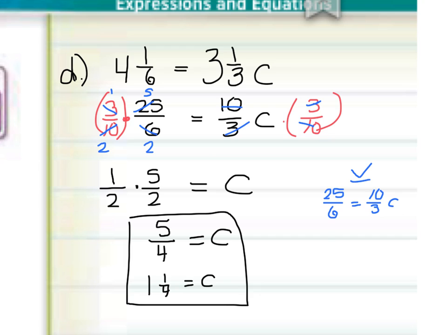So we'll have 25 sixths equals 10 thirds times 5/4. We can cross simplify the 10 and the 4 by dividing by 2 to get 5 and 2. And sure enough, 25 sixths on the left side equals 5 times 5, which is 25. 3 times 2 is 6. So our answer, 5/4 and 1 1/4.